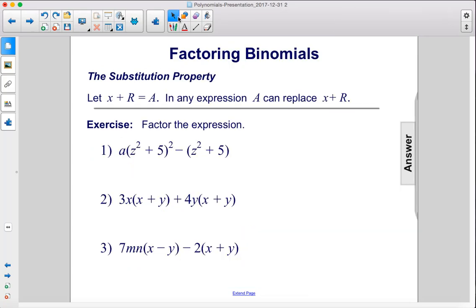Factor the expression. Alright, so to simplify this, let's replace z squared plus 5 with a, capital A. So that leaves us with lowercase a times capital A minus capital A. What is our greatest common factor here in this expression?